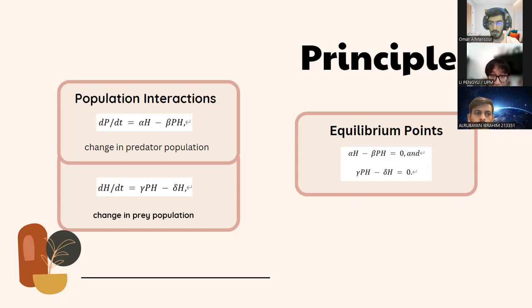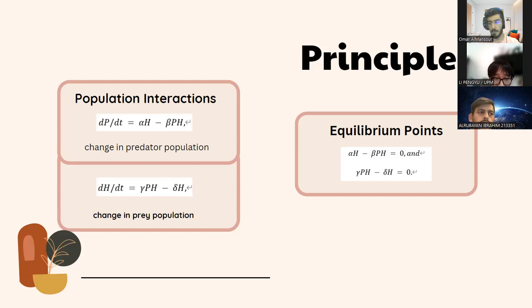Similarly, the change in the prey population over time can be expressed as dH/dt equals gamma P H minus delta H, where gamma is the growth rate of the prey in the absence of predators, and delta is the prey mortality due to predation.